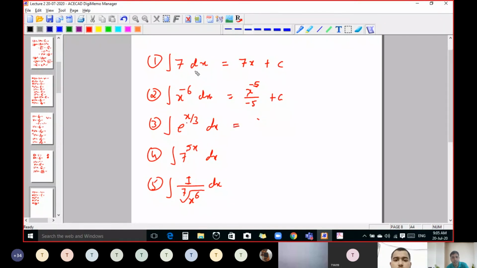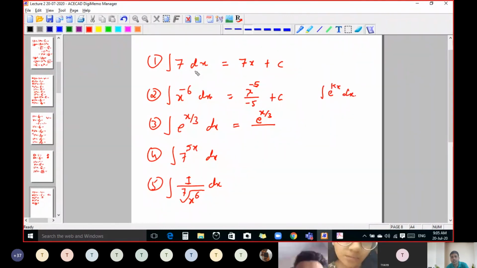Integration of e raised to x by 3. The answer for that is e raised to x by 3 upon, here we have the result for e raised to kx: integration of e raised to kx is e raised to kx upon k. Here k is 1 upon 3, so we have to divide by 1 upon 3, plus c. So ultimately the answer is 3 times e raised to x by 3 plus c.